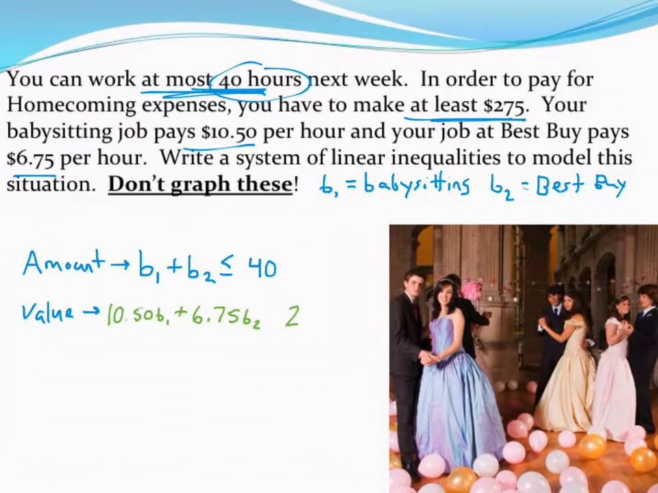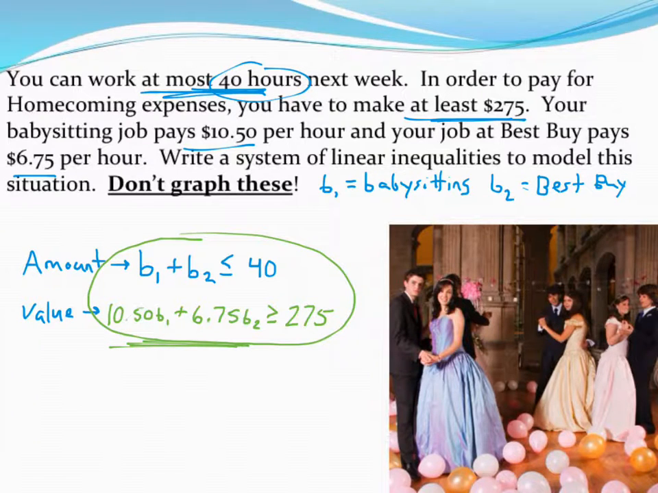So again, I'm going to skip over the inequality for a second and put down the $275. Now, the amount of money that I make is over here. I want to make sure that that is at least $275. So in other words, greater than $275, or at a minimum, I could be equal. So I'll include the equal to bar. So there's the system of two inequalities that would represent this situation.